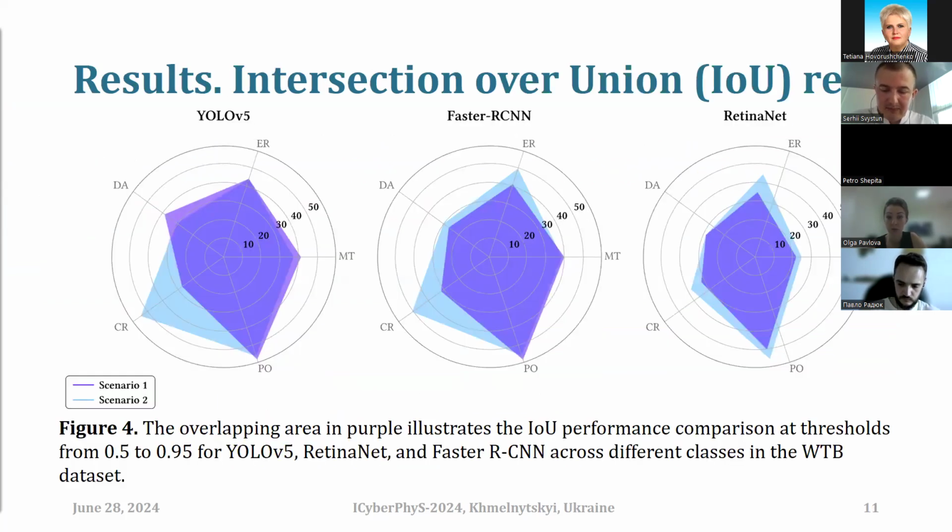The performance comparison of YOLOv5, RetinaNet, and Faster R-CNN across different classes in the VTBS dataset shows that our approach enhanced defect detection accuracy in high-resolution imagery.